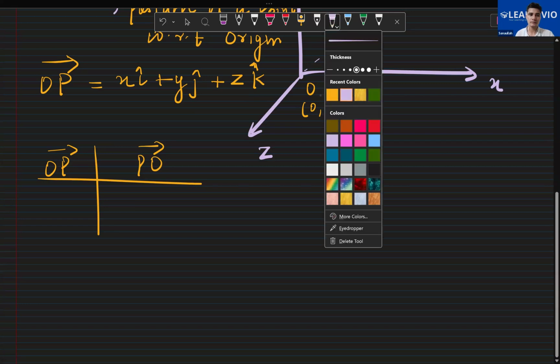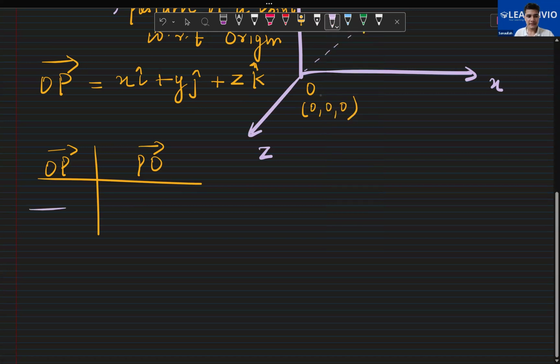OP is from O to P and PO is from P to O. So basically the physical reference is the physical meaning of this. If you are writing OP vector, that means you have moved from point O to point P. And if you have written PO vector, in that case this is the direction. Okay, so this is very important.